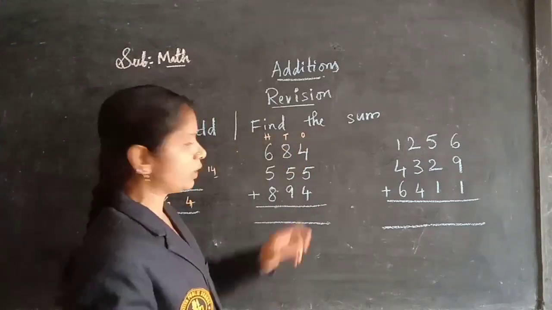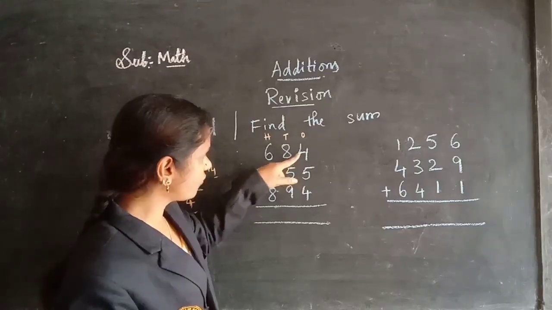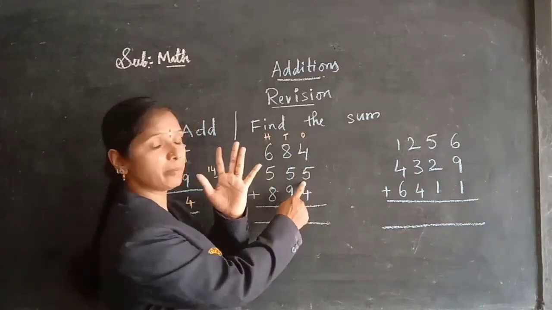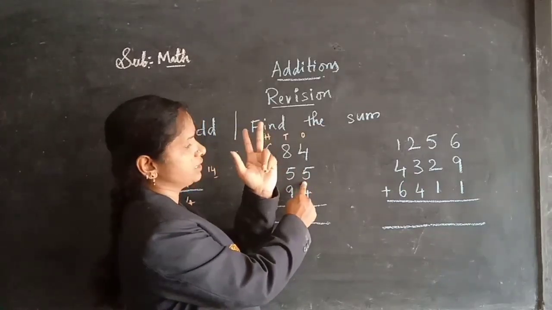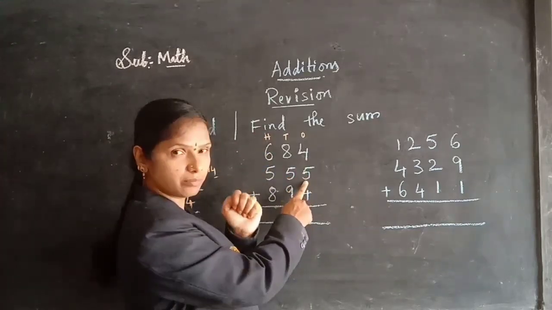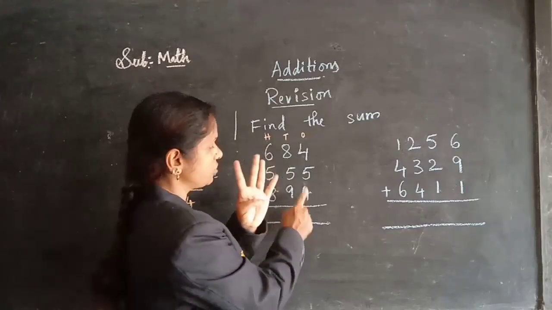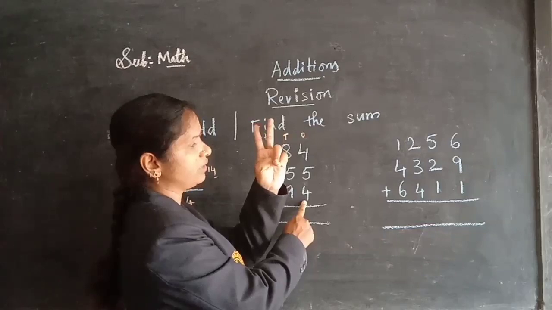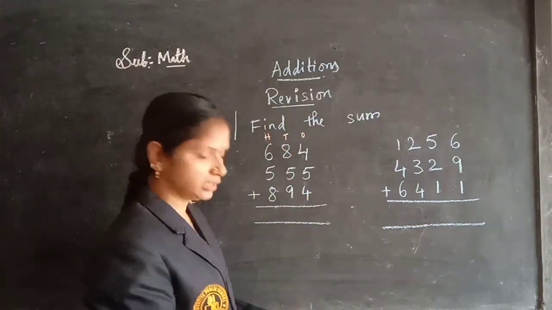Now I am adding the ones column here. First digit is 4. 4 after I need to add the 5: 5, 6, 7, 8, 9. So 4 and 5 is 9. 9 after again 4 we have, so 9 after 10, 11, 12, 13. When I am adding the ones column I am getting 13, children.